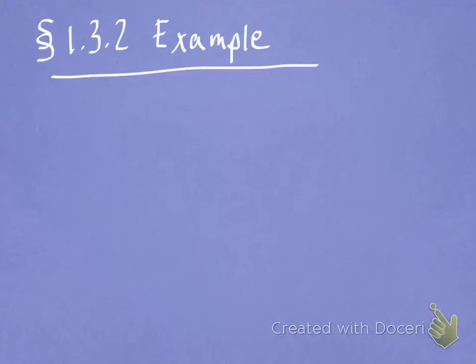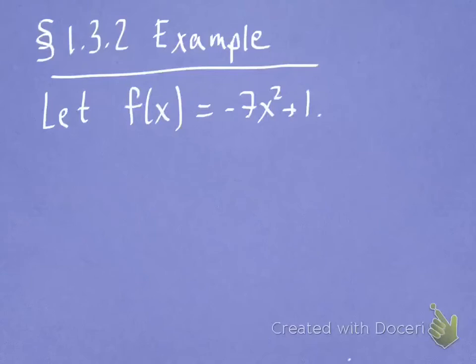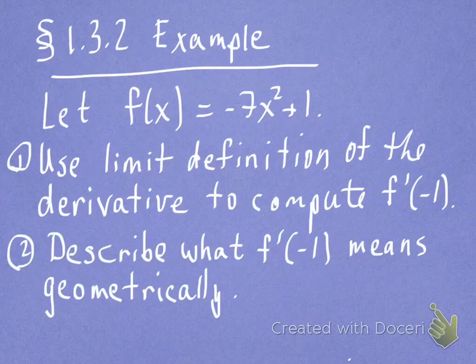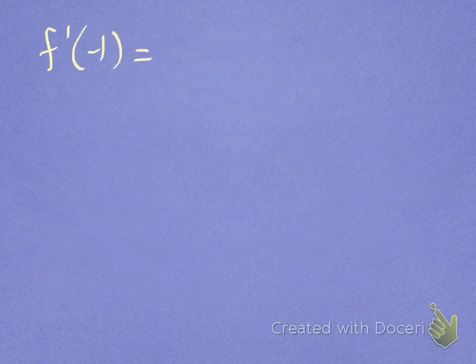This is an example for section 1.3. So the example we want to do is we want to let f(x) be negative 7x squared plus 1, and we'd like to use the limit definition of the derivative to compute f prime at negative 1, and we'd also like to describe what f prime of negative 1 means geometrically.